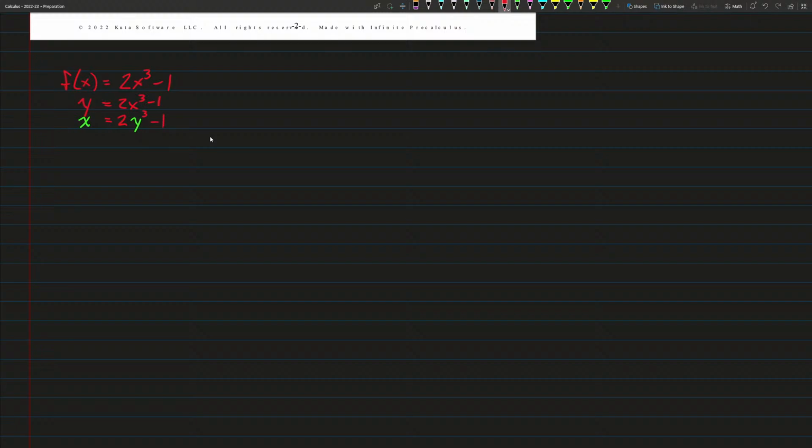And then all we're doing is solving for y. In order to solve for y, the first thing we have to do is get rid of that negative 1. So we have to add 1 to both sides. So we're going to have x plus 1 is equal to 2y cubed. Then we have to divide both sides by 2.